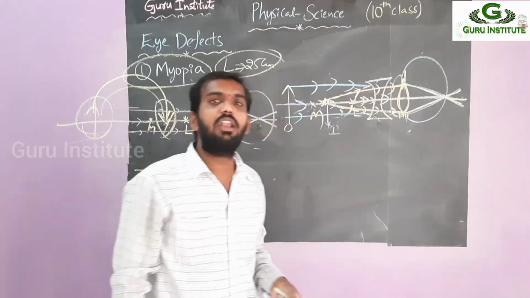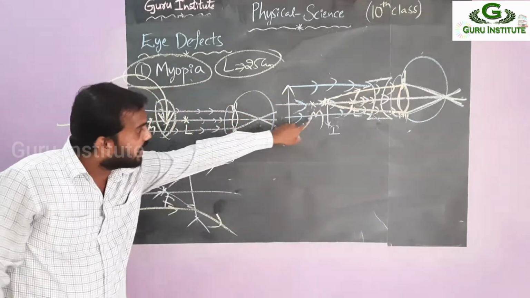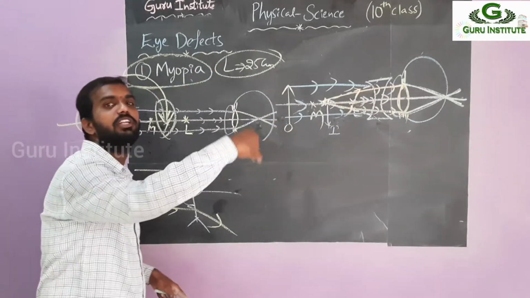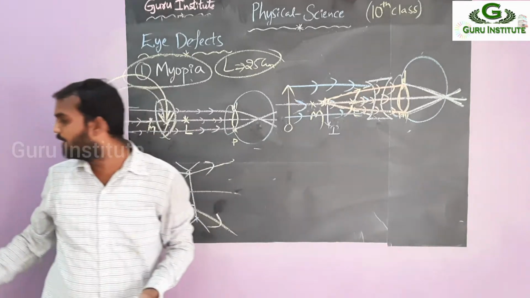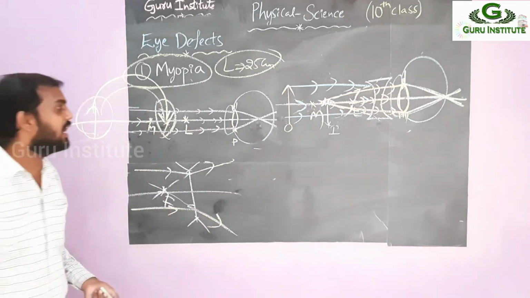So this side is called nearsightedness. This point is the maximum point. After that only you can see, so it is called the far point. So this is about the myopia defect.